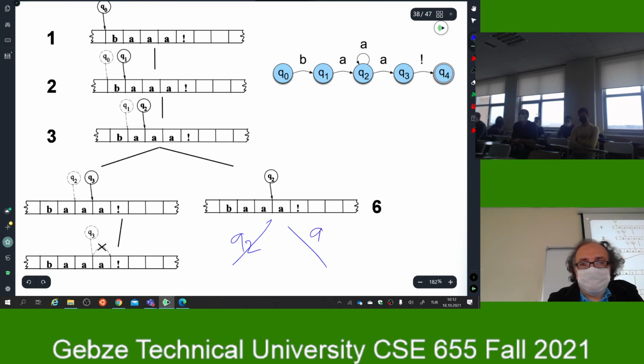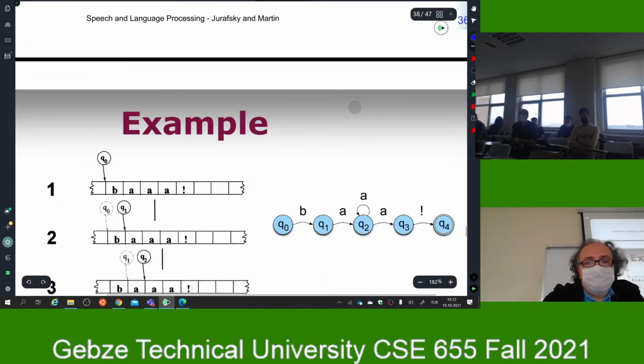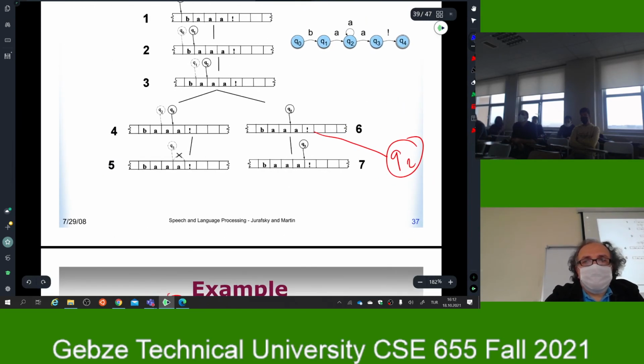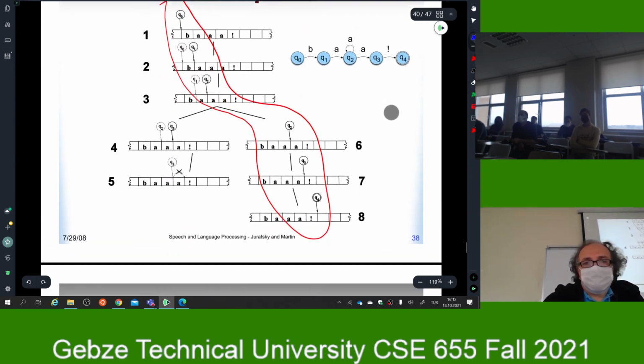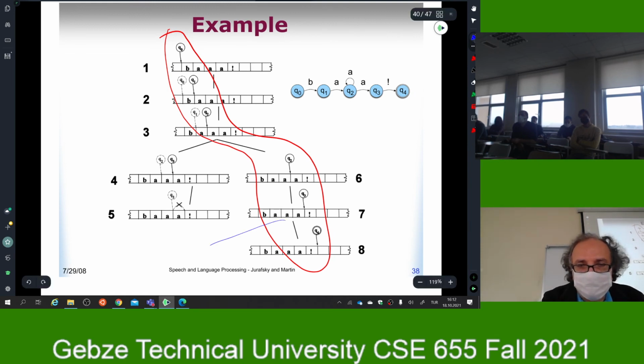Q2 or Q3. In this case, the smart decision is going to Q3, but I still don't know that. I have to try both of them. I try to go to Q3, and after Q3, I can get the exclamation mark, and I am done. So this is my path. I could have gone the other way here, Q2.